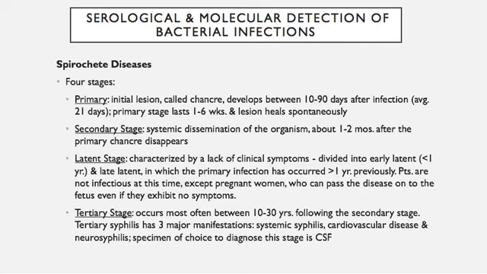Patients are not infectious at this time except pregnant women who can pass the disease on to the fetus even if they are asymptomatic. And then the tertiary stage occurs most often between 10 to 30 years following the secondary stage. Tertiary syphilis has 3 major manifestations: systemic syphilis, cardiovascular disease, and neurosyphilis. The specimen of choice to diagnose this tertiary stage is spinal fluid.